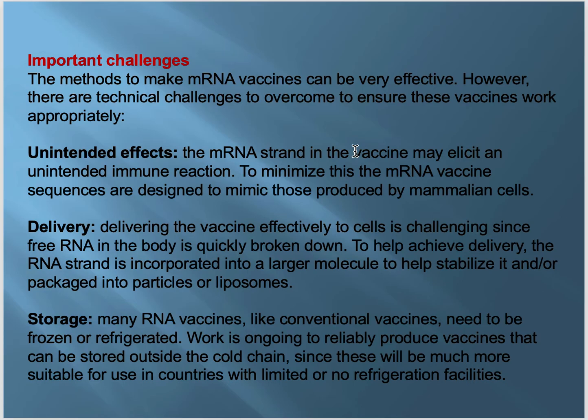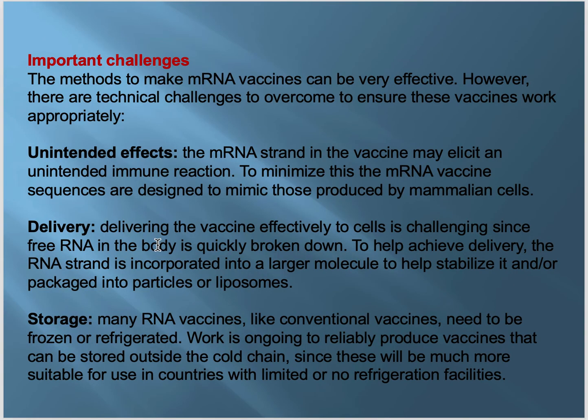This modification is necessary because otherwise, whenever a foreign messenger RNA enters our body, the body can recognize it as foreign and will readily try to digest it. In the case of the Moderna vaccine, the modification was done in a way that the human cells cannot recognize that it's foreign. They recognize it as their own. So that was the challenge regarding unintended effects.